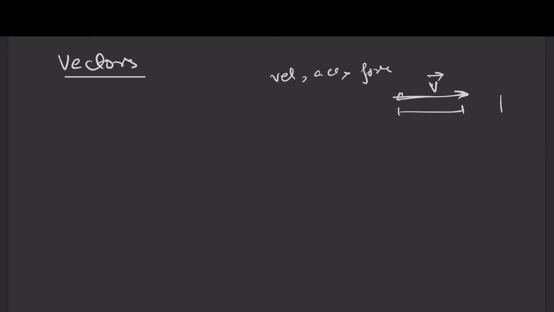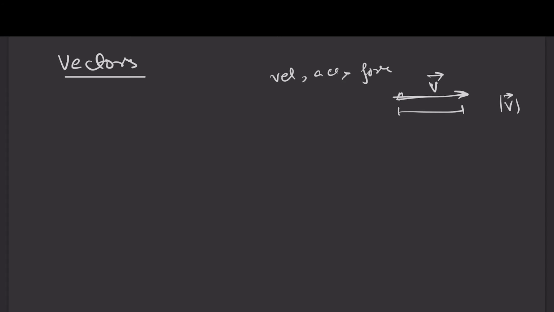So, a vector in physics, we know, has direction and magnitude. For example, in physics we have velocity, acceleration, force. They have their direction as well as they have some magnitude. For example, v vector, this has a direction and a magnitude of v.